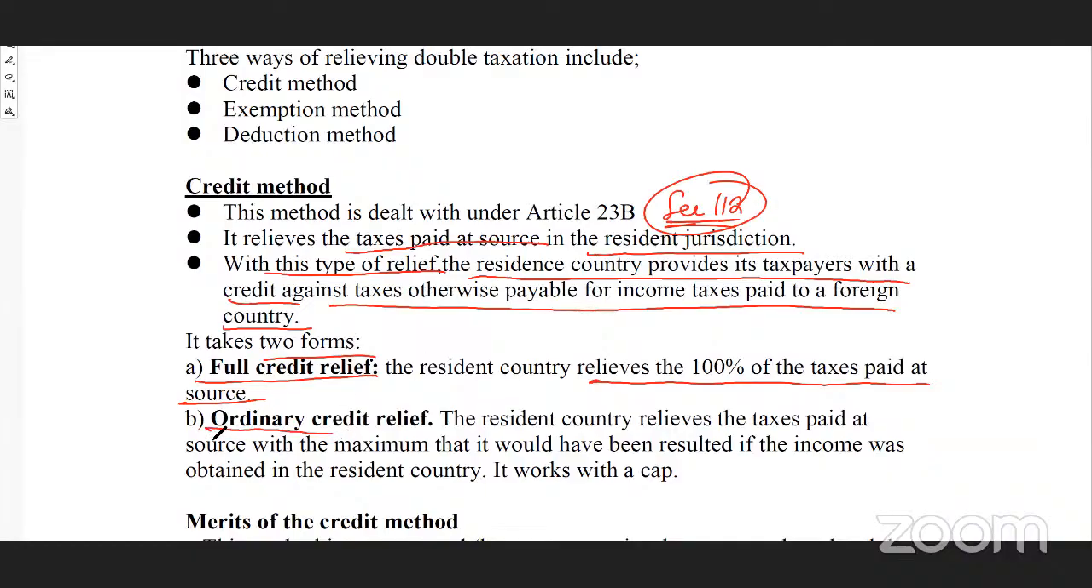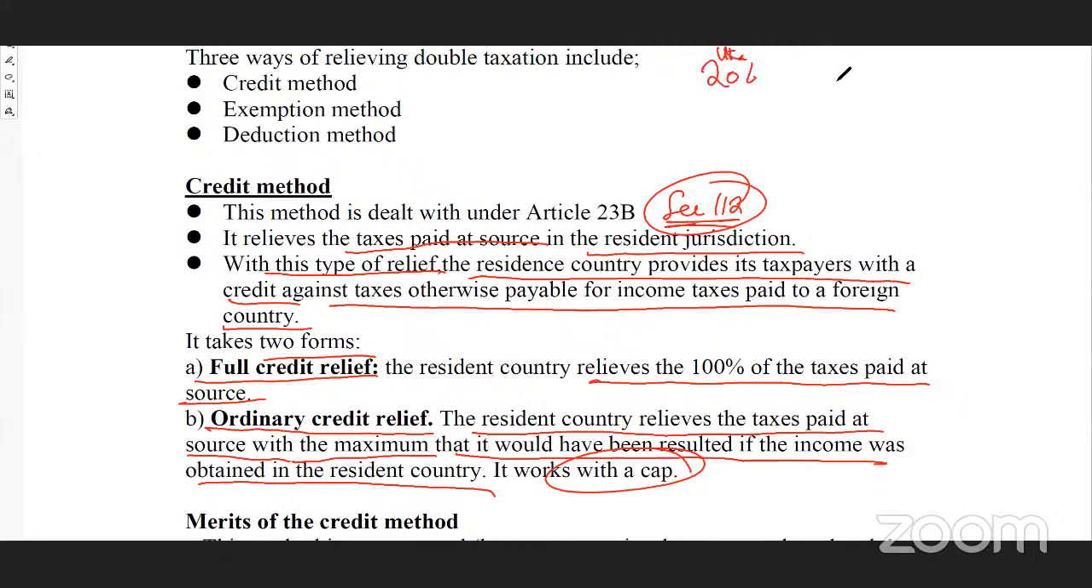Then we have ordinary credit relief. And this ordinary credit relief is where the resident country relieves the taxes paid at source with the maximum that it would have resulted if the income was obtained in the resident country. It works with a cap. So what it means is that, look at this. You realize that Kofi paid tax of 20% in the UK. Do you remember? And Ghana's tax was 25. So you realize that we were able to deduct the whole 20 from the 25. True or false? True, because there is the maximum.